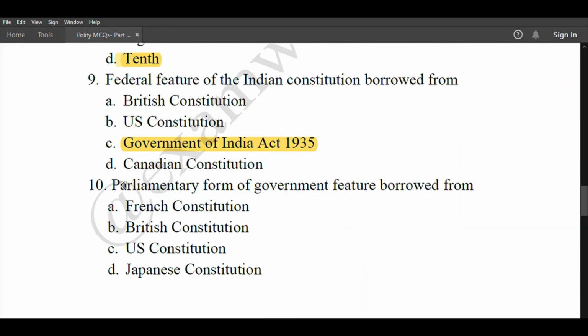And the next question is, parliamentary form of government feature is borrowed from A, French Constitution, B, British Constitution, C, US Constitution and D, Japanese Constitution. Here the answer is B, British Constitution. The parliamentary form of government feature is derived from the British Constitution.